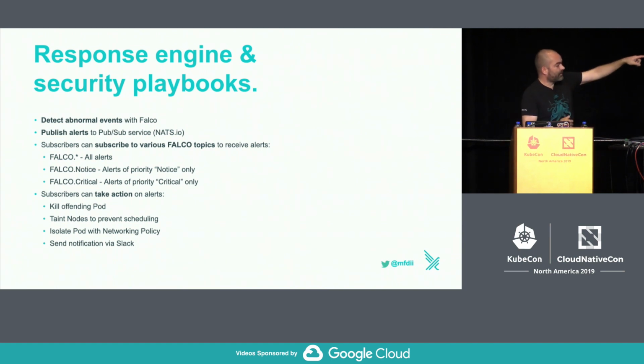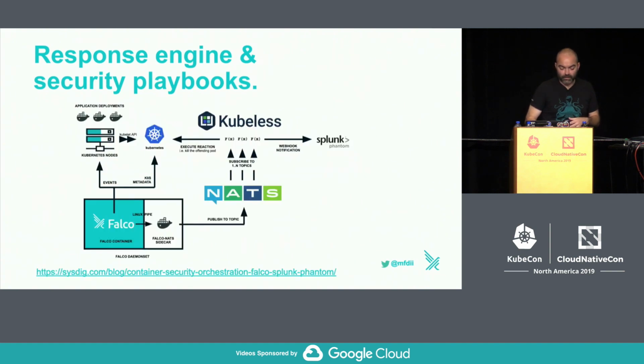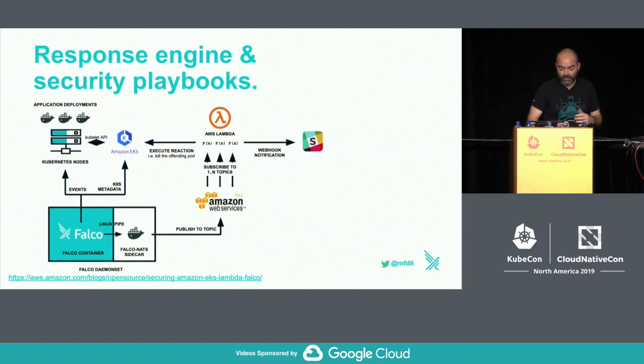You can subscribe to different levels of alerts. You can subscribe to individual alerts. And so what this allows you to do is you can have different actions that take place depending upon the alert and severity. So what this looks like is that we publish into NATS, and then from NATS, Kubeless picks it up, runs a small function, and then we'll take action on the particular offending container. We have the same thing for AWS. We have the same thing for GCP as well.